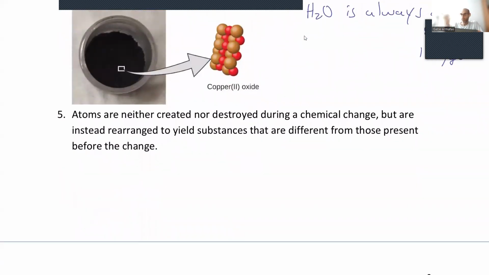And then finally, we know this as well: atoms are neither created nor destroyed, but they're rearranged. So if I have a reaction, something like the burning of hydrogen, hydrogen combines with oxygen to give me water. What you simply have is, I'm going to put twos in front here.